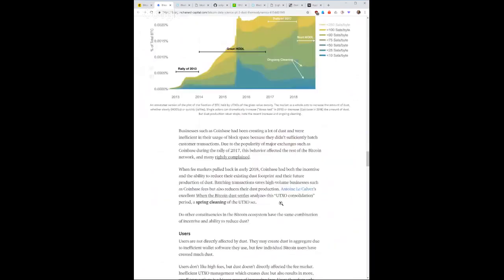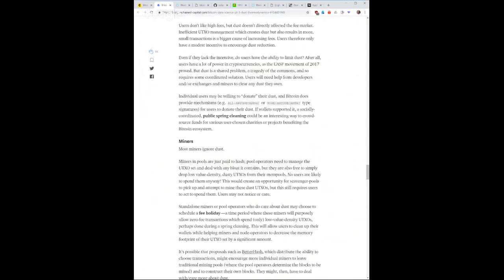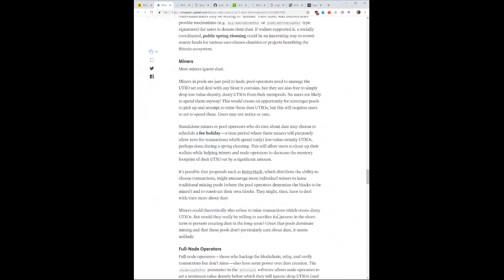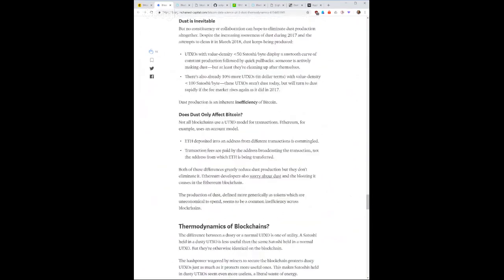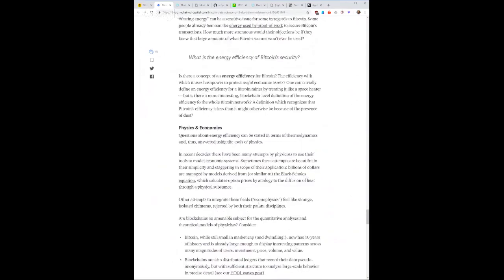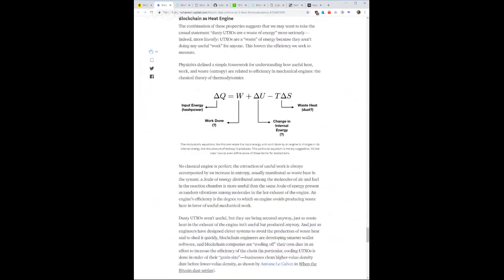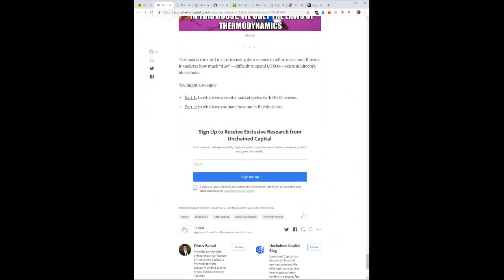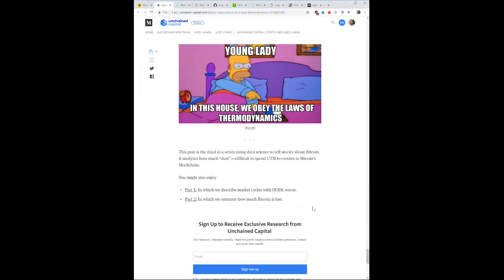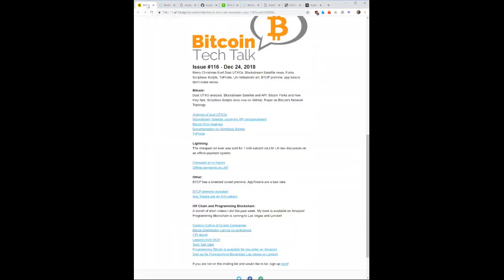Anyway, there's some speculations here on how to reduce the Dust and so on, and how miners do it, and like the different constituencies and how they think about it. But this is a really good article. I would encourage you guys to read it if you're interested in sort of the economics. All right, next story we have is a Blockstream Satellite upcoming API announcement.